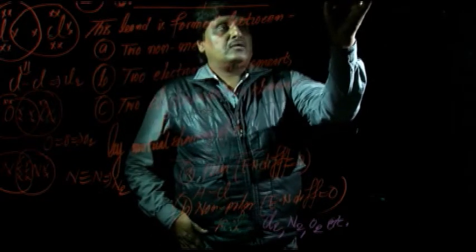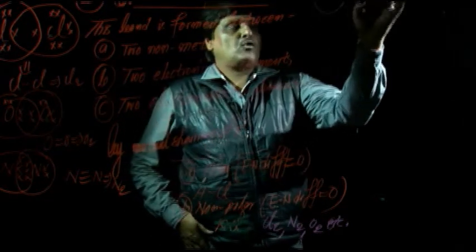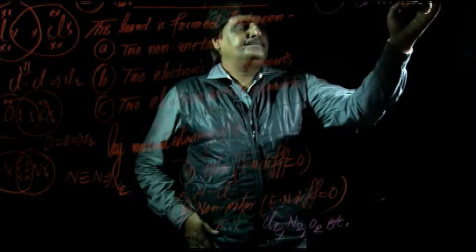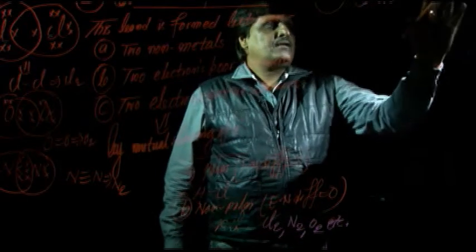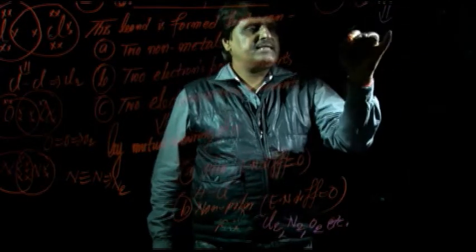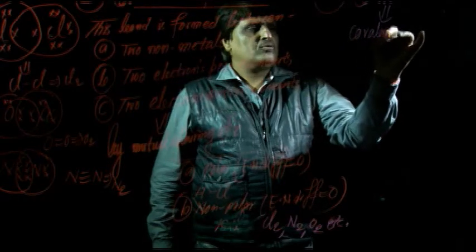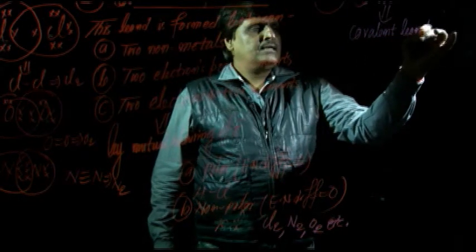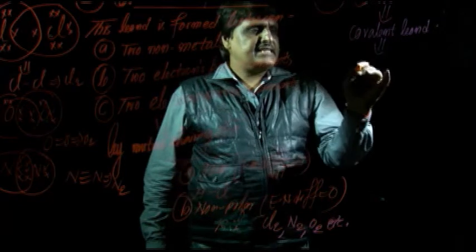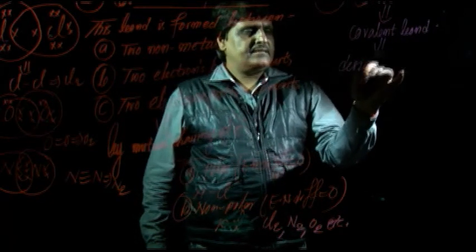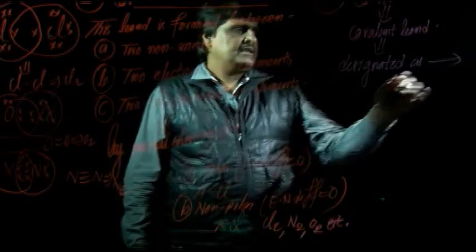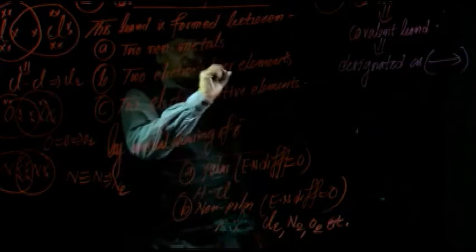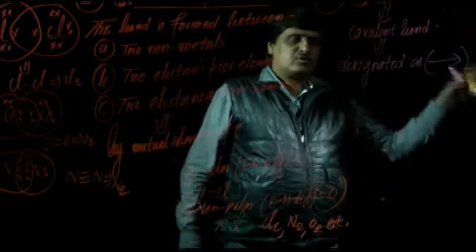Now, the third bond, which is called the coordinate bond. It is a special type of covalent bond, and it is designated by an arrow. But the head of the arrow must be directed in the direction where the electron has temporarily shifted.